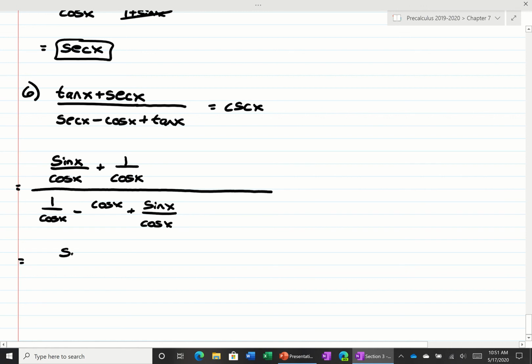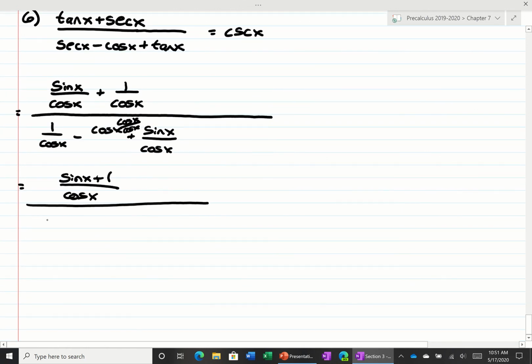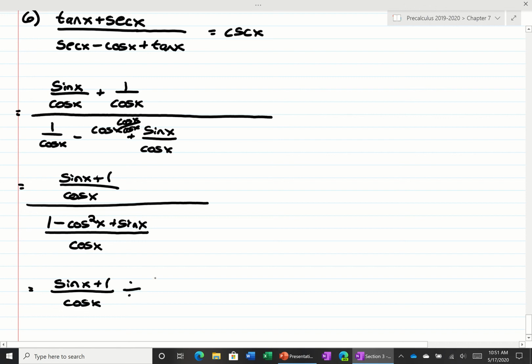Well, the top we can combine now. This is just sine of x plus 1 over cosine of x. And the denominator, let's get a denominator with cosine of x on the bottom. So I'll have to multiply this middle by cosine of x over cosine of x. So the denominator turns into 1 minus cosine squared of x plus sine of x, all divided by cosine of x. We can keep change flip. I have the top divided by the bottom.